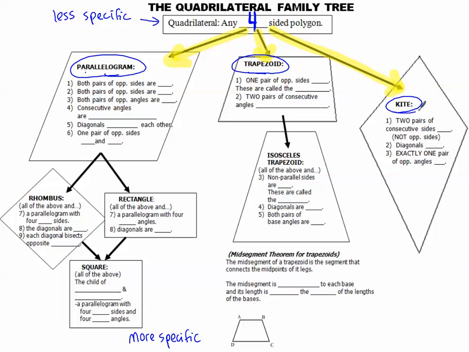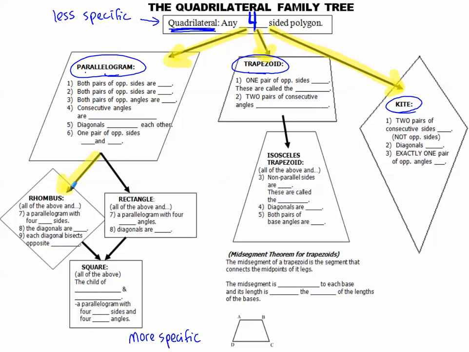and the kites. Think of them like the cousins. The quadrilateral, like the great-grandfather. Then you have the cousins, parallelograms, trapezoids, and kites. They're related to each other in that they're all quadrilaterals, but they have more distinct characteristics.